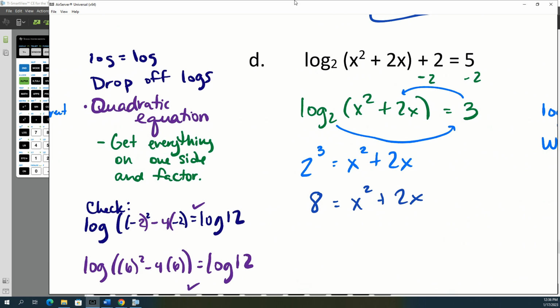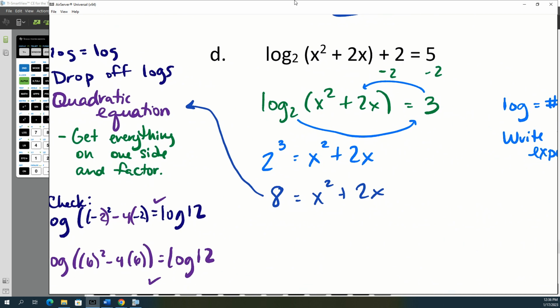All right, so we're back to another quadratic equation. How did I get 8? All right, so this is a quadratic equation. So we're going to do the same thing we just did. We're going to get everything on one side so we can factor it. So I'm going to move the 8 over.